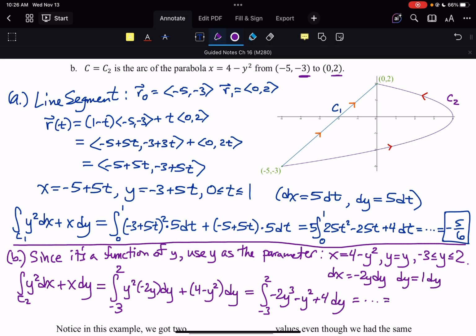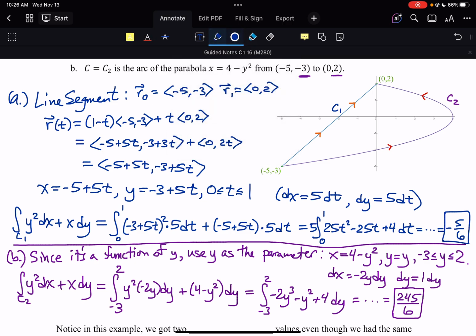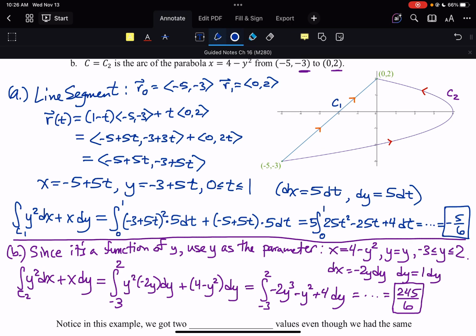Single variable, single integral, so I'll just tell you we get 245 over 6. That is the value of the line integral over c2.